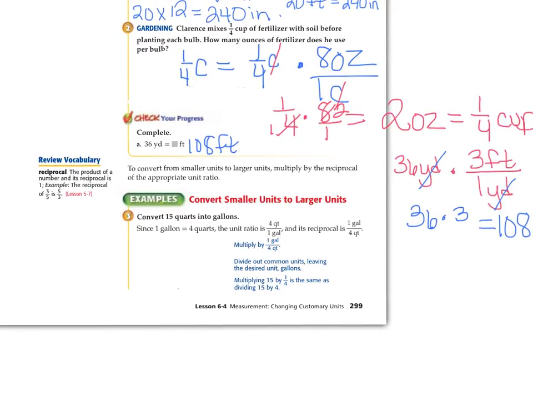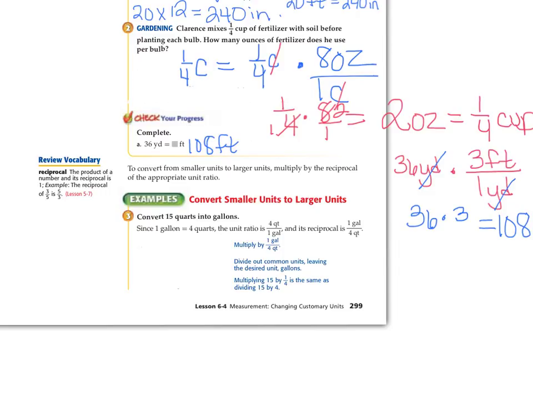To convert from smaller units to larger units, multiply by the reciprocal of the appropriate unit ratio. Convert 15 quarts into gallons. Since 1 gallon equals 4 quarts, the unit ratio is 4 quarts to 1 gallon, and the reciprocal is 1 gallon to 4 quarts. Just like flipping fractions, it's the same thing. So you would multiply by 1 gallon over 4 quarts. Let me write this out.